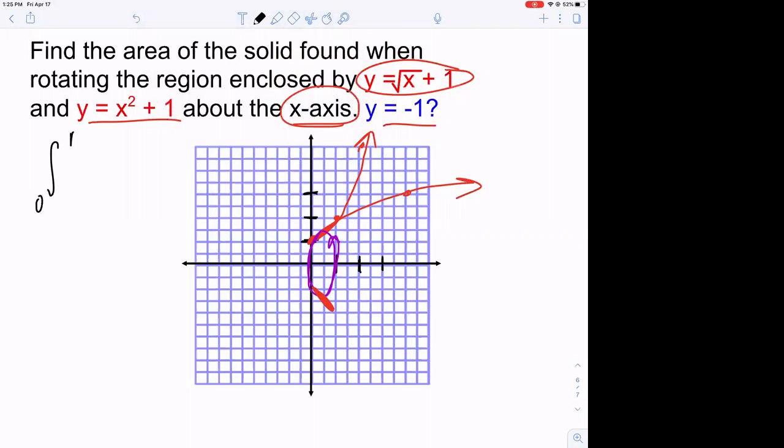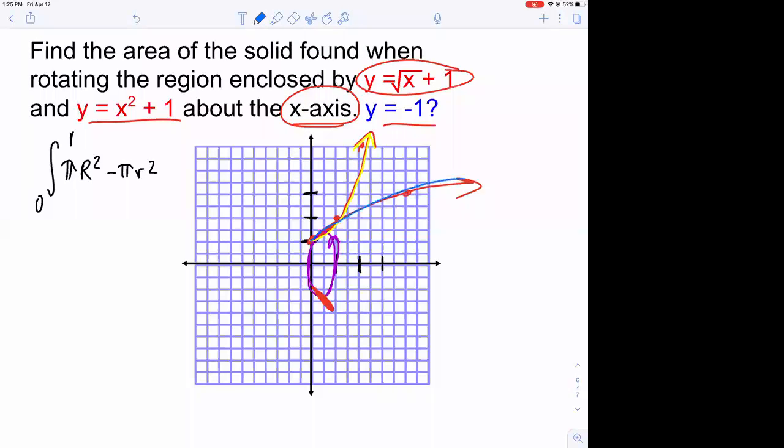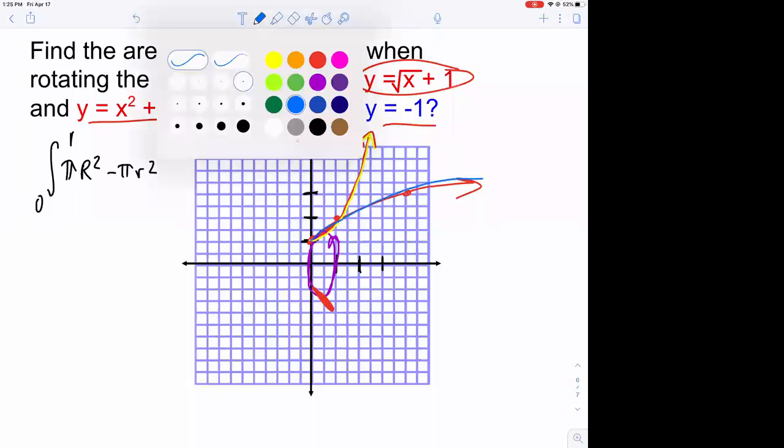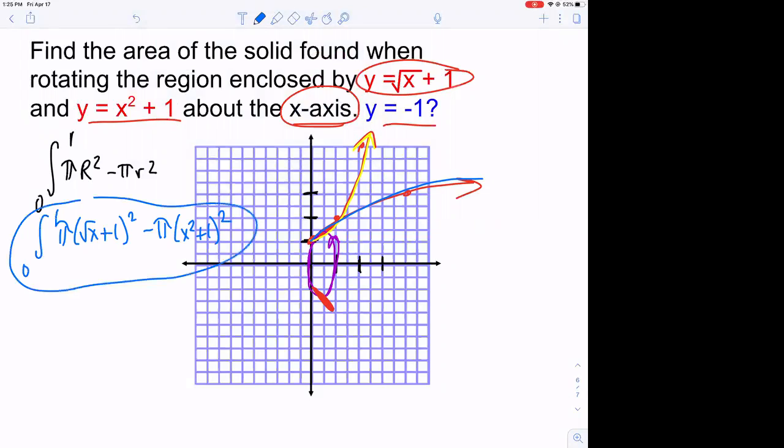Of the, well, it's pi r² minus pi r². The hardest thing is noticing which one was on top, but didn't it do something like this one went on the bottom, right? And then this one went on the top. So the top is actually the √x plus 1. And then the bottom is actually the x² plus 1. This would be your integral. I'm not going to plug that in. That's a nint. It's a good nint question. So that's your integral there.